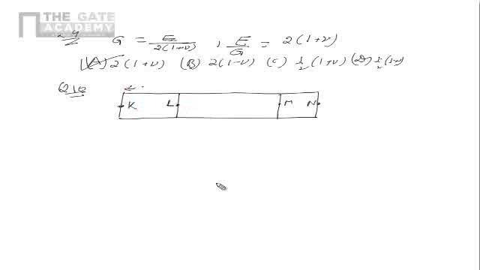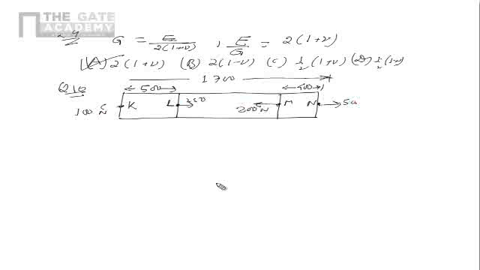Length KL is 500 from here to here, and length MN is 400, and the total length is 1700 from here till here. These are the things which are provided to us. Now at K there is a left side force of 100 Newton. At L there is a right side force of 250 Newton. At M there is a left side force of 200 Newton, and at N there is a right side force of 50 Newton. These have been provided to us.